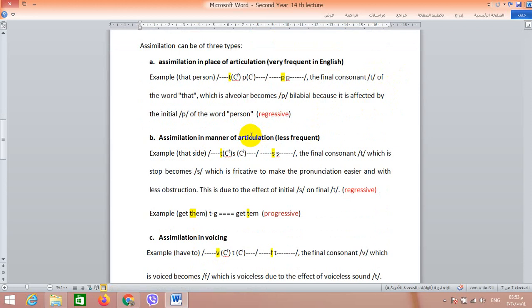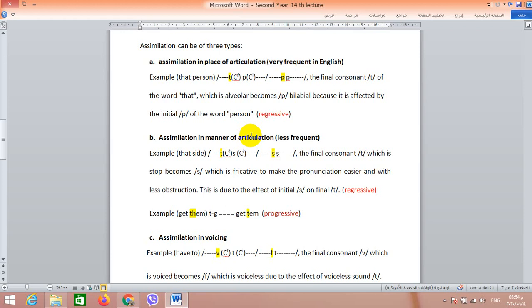We said that we are talking about phonemes, consonants, which are different in one way or another, and because of assimilation they become more similar. Now, the features we have in terms of consonants are place of articulation, manner of articulation, and voicing. Assimilation can be in one of these.